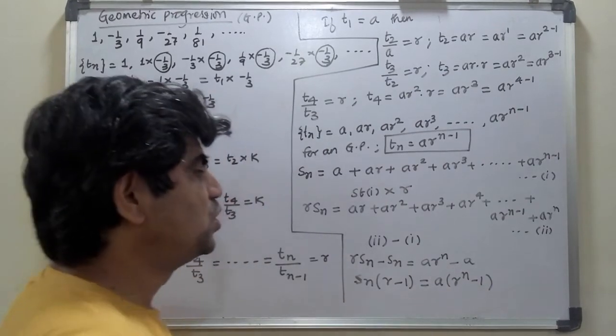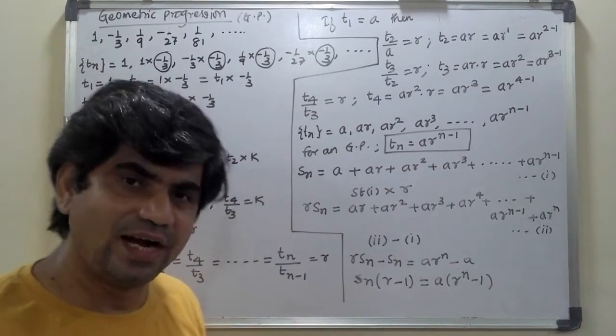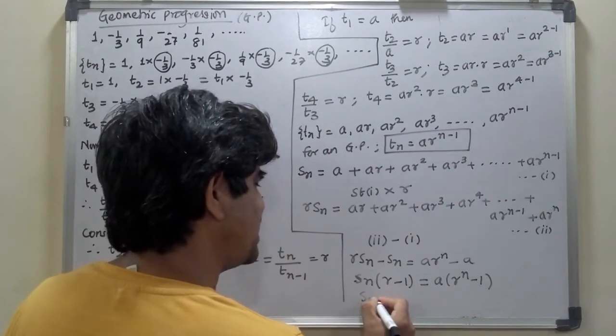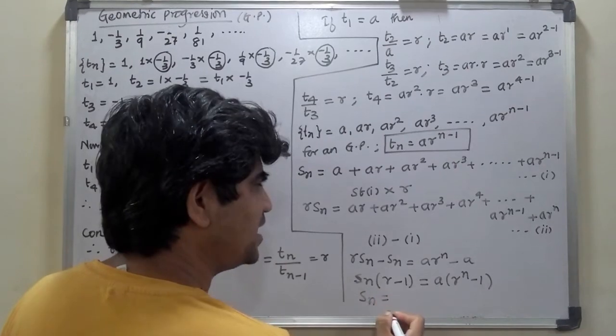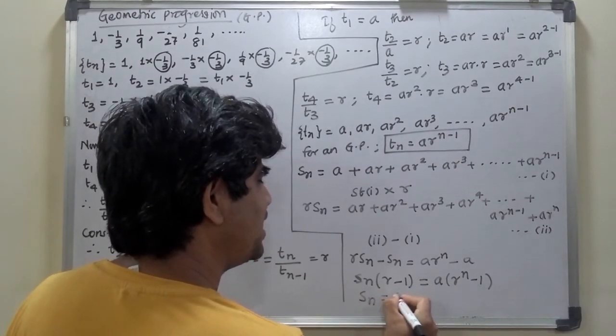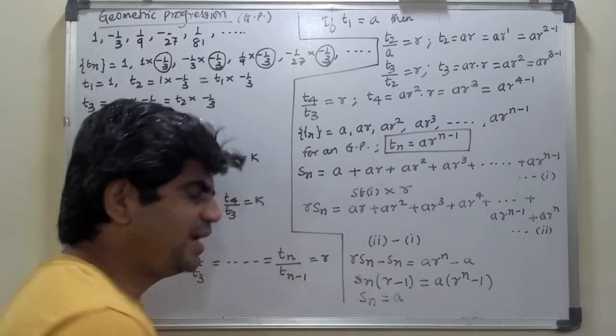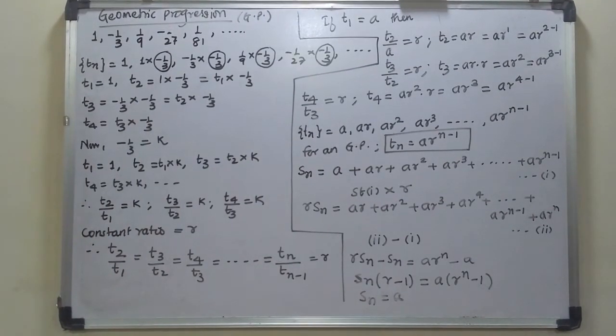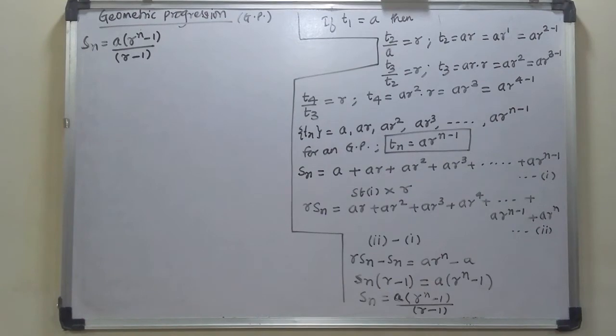So what is your final result? The final result is that Sn is equal to A into R raised to n minus 1 upon R minus 1. So we get Sn is equal to A into R raised to n minus 1 upon R minus 1.